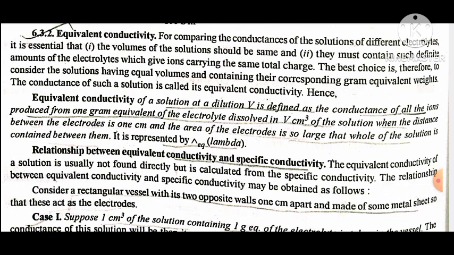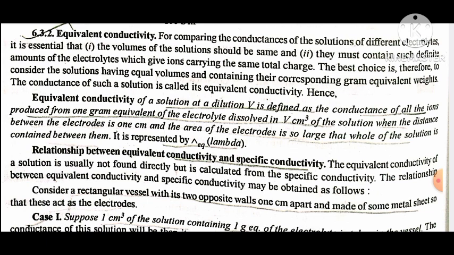For comparing the conductances of the solutions of different electrolytes, it is essential that the volume of solutions should be same and they must contain such definite amounts of electrolytes which give ions carrying the same total charge. The best choice is therefore to consider the solutions having equal volumes and containing their corresponding gram equivalent weights. Conductance of such a solution is called its equivalent conductivity.